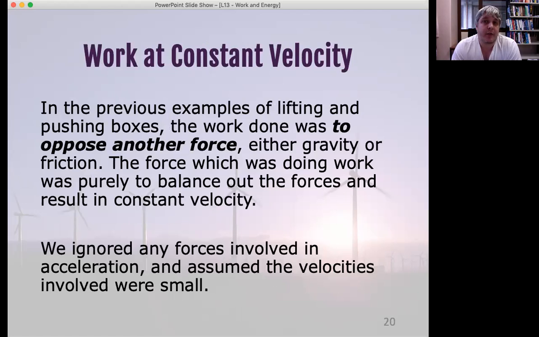In the previous examples, so far, as I said, we've talked about opposing another force. We had gravity when we were lifting, or friction when we were pushing. So the work we were doing was just to oppose a different force, and we had no real change in velocity. As I said, you would have to have a little change to get it moving, but it would be fairly minor compared to the work done to actually keep it moving at that constant velocity.